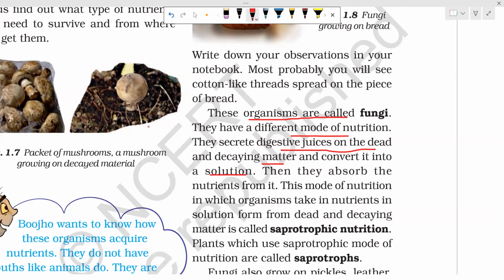What will the spores of the fungus do? When the spores of the fungus land on dead and decaying matter, they secrete some digestive juices, and that digestive juice converts the dead and decaying matter into a solution. From that, they absorb the nutrients in the dead and decaying matter.